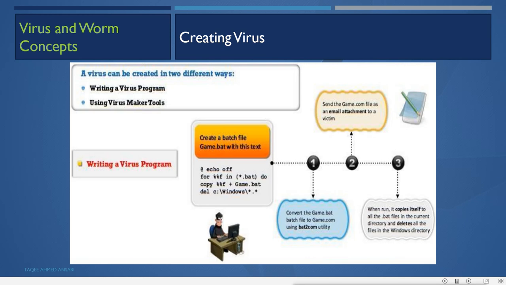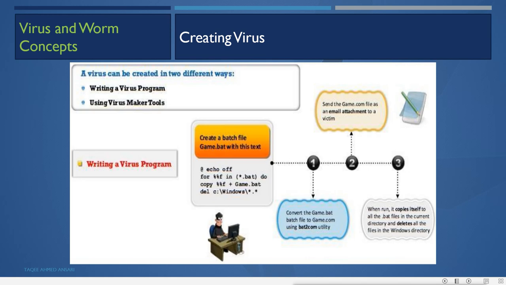So the better way to create an effective virus is what? A new virus by yourself. So you have to create fresh new code by yourself. We can create a virus in two different ways: writing a virus program by yourself, or we can use a virus maker tool.